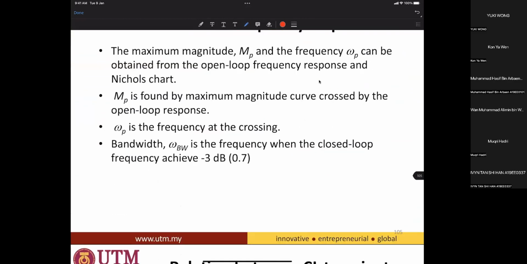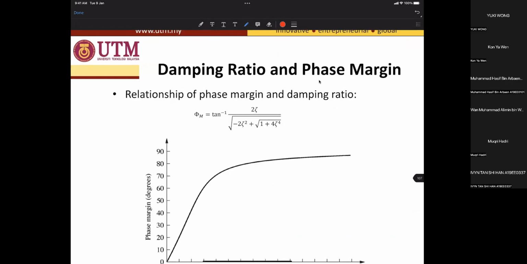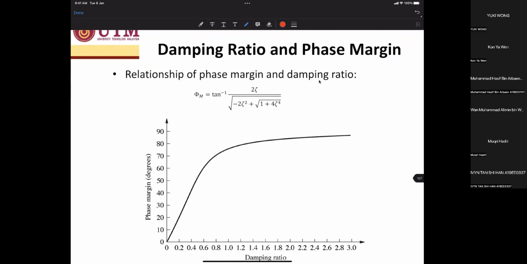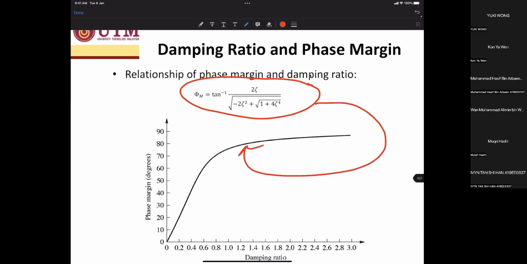So the relationship between the Nichols chart and the Bode plot is that the Nichols chart has the ability to show the open loop information and the closed loop information in one graph. From these relations, we can create a damping ratio and phase margin relationship, given by this formula. Phase margin equals inverse tangent of 2 zeta over square root of the quantity square root of 1 plus 4 zeta to the power of 4, minus 2 zeta squared. Do not memorize this formula. It is given in the test 2 attachment and final exam attachment. So what is the equation of this curve? Ivan, what is the equation for this curve?